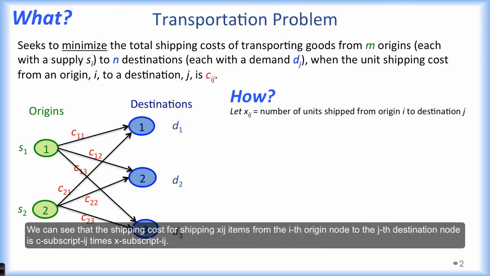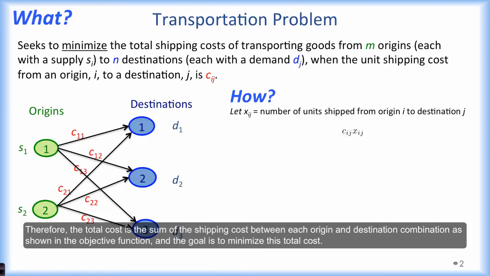We can see that the shipping cost for shipping Xij items from the I-th origin node to the J-th destination node is C subscript ij times X subscript ij. Therefore, the total cost is the sum of the shipping costs between each origin and destination combination, as shown in the objective function, and the goal is to minimize the total cost.